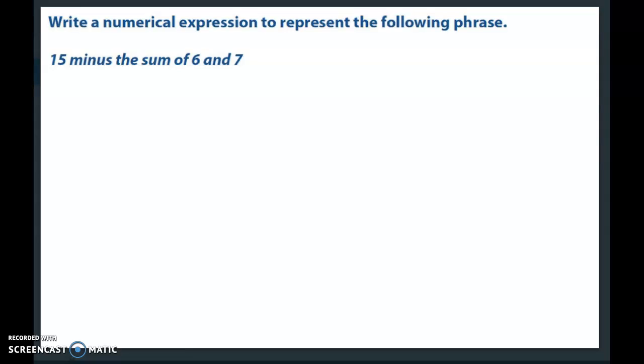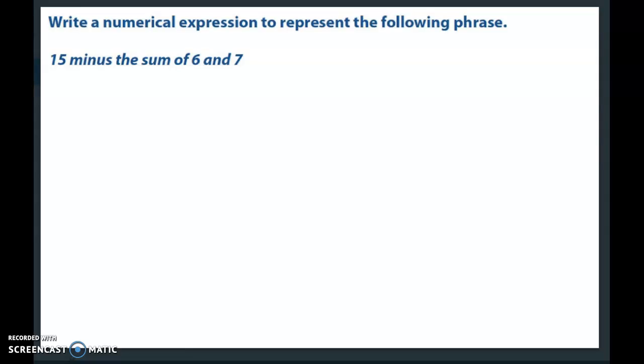So today when we're looking at expressions, we're going to be given the expressions in word form, and we're going to have to write out the numerical expression that's going to match the phrase. So basically we have to determine where the parentheses are going to go if we even need them using all of our operations. So let's read this numerical expression.